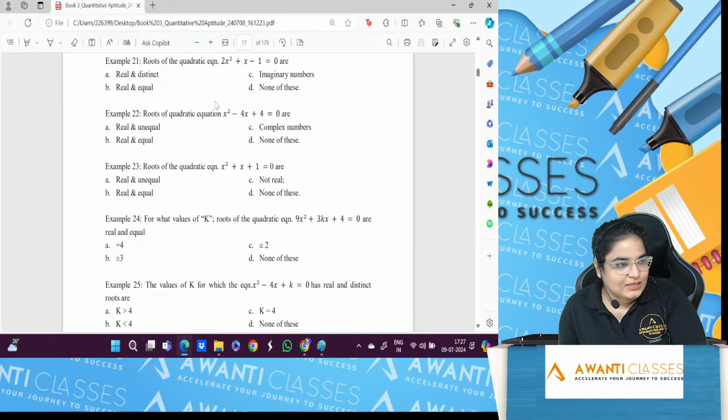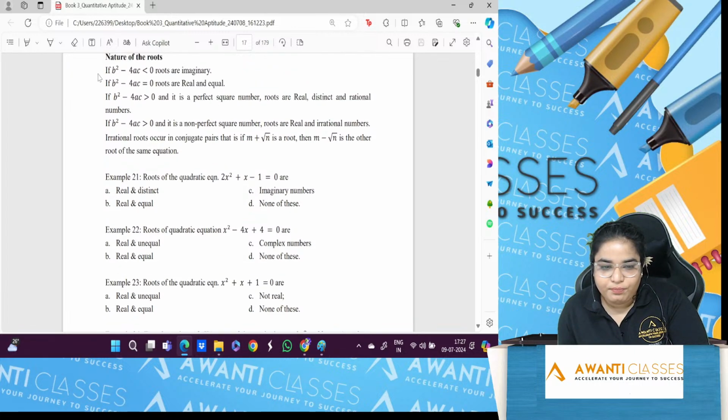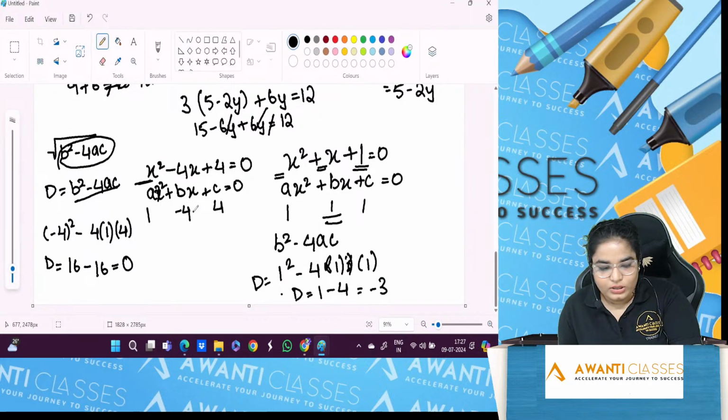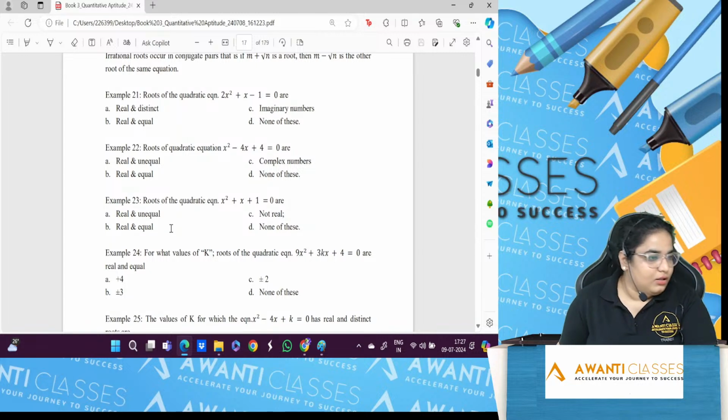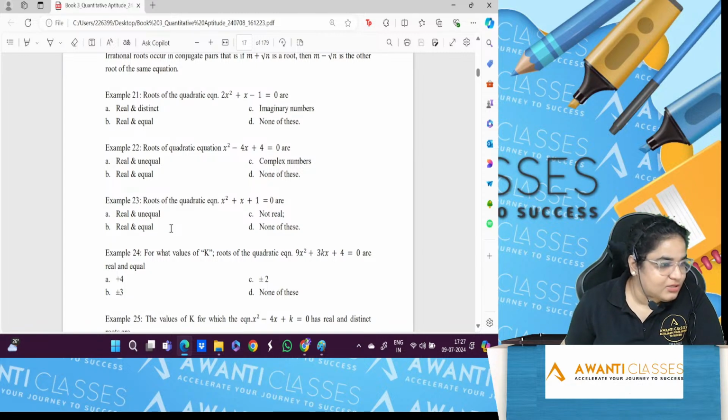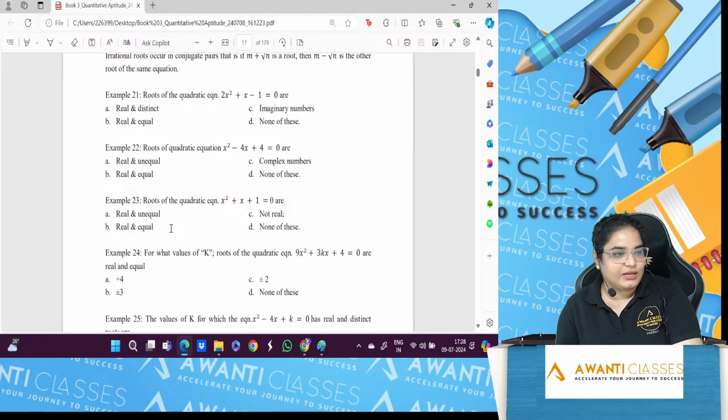Yesterday did we not see simply that if b square minus 4ac is less than 0, roots are imaginary? Yes or no? Roots are imaginary. So in this question 23, roots are imaginary. Option number C, not real. Okay, great. Sangana sir, very good. Bhimappa sir, very good. Option number C is correct.